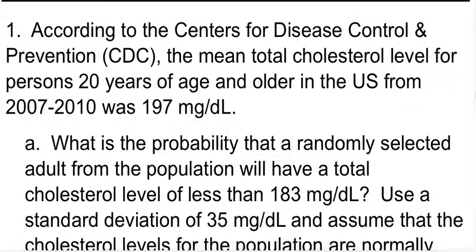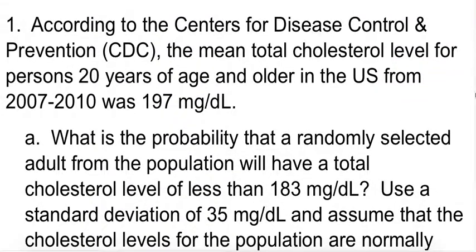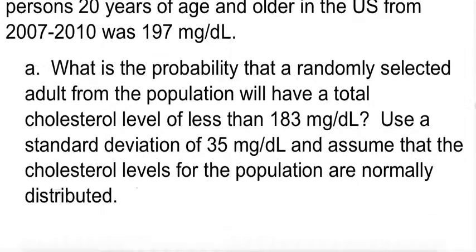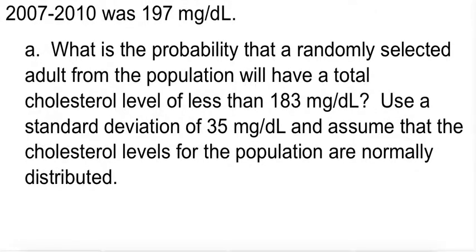So let's take a look at number 1. According to the Centers for Disease Control and Prevention, the CDC, the mean total cholesterol level for persons 20 years of age and older in the U.S. in these years was 197 milligrams per deciliter. What is the probability that a randomly selected adult from the population will have a total cholesterol level of less than 183? The standard deviation is 35, and we're assuming that the population is normally distributed.